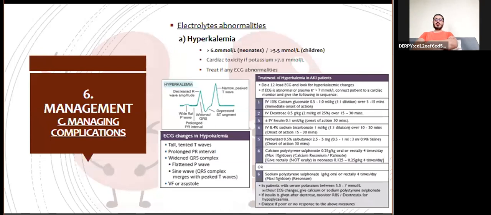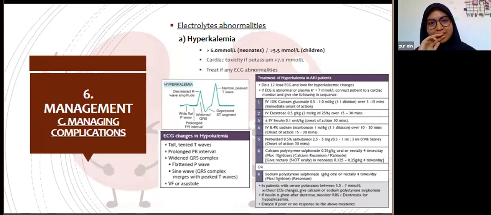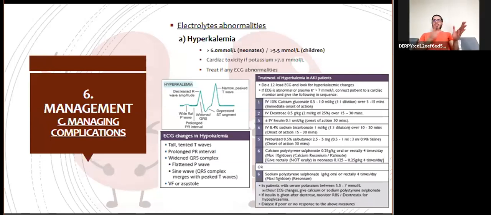Who has good long-term memory? We mentioned in the lecture of hemodynamic monitoring, I remind you, hyperkalemia changes in the T wave, same like hypocalcemia. It changes in the T wave for hypokalemia, same like hypercalcemia. So the hyper at one side, same to hypo at the other side.